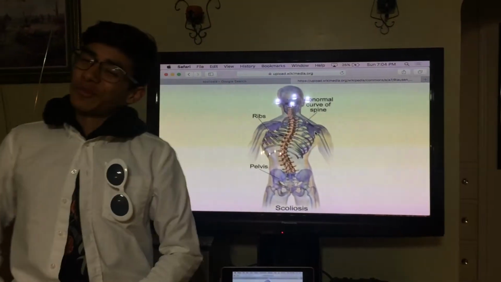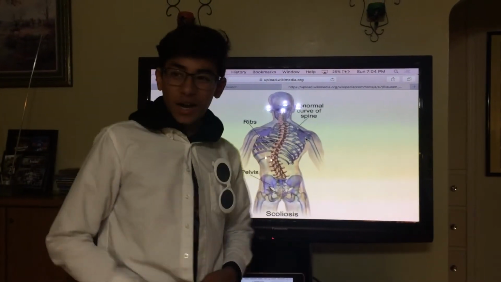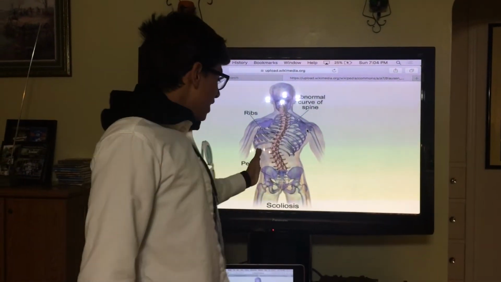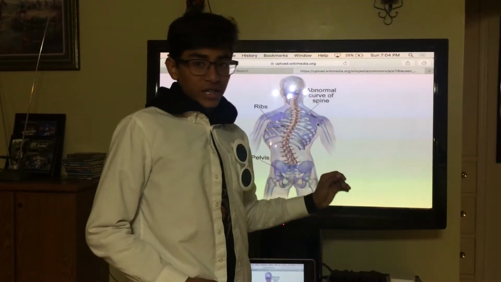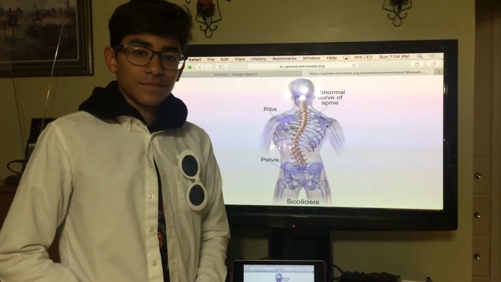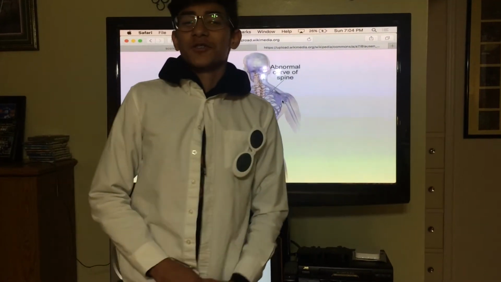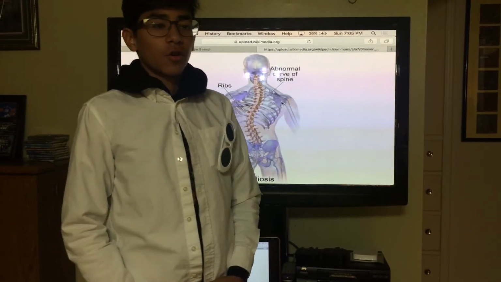The next condition we'll be talking about is scoliosis. Scoliosis is when the spine has a bend to either side of it. Any curvature more than 10 degrees is considered to be scoliosis. Scoliosis appears most often during growth spurts, and there are two types, structural and non-structural.